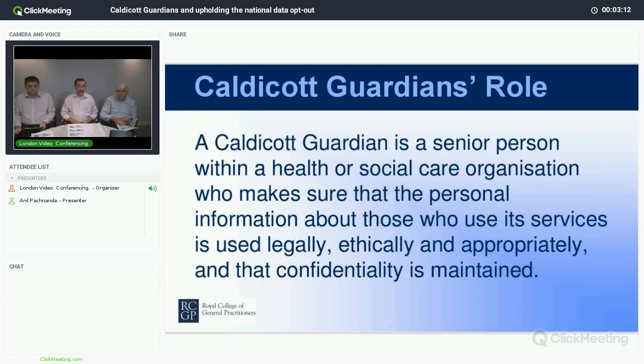We think that there are several thousand Caldicott Guardians now. There are a lot of organisations in the health service, and every health service organisation should have a Caldicott Guardian. And the role really is a senior role within the organisation, and it's sometimes described as the conscience of the organisation as far as patient data is concerned. But it's really to ensure that the information about patients and service users is used legally, ethically and appropriately, and the confidentiality is maintained, but also that data is shared appropriately for the care of the individual.